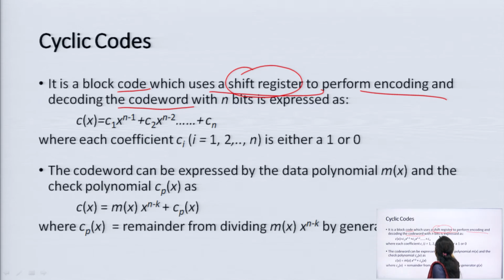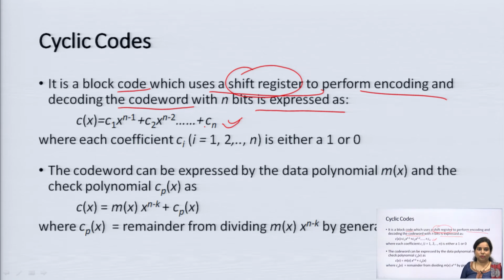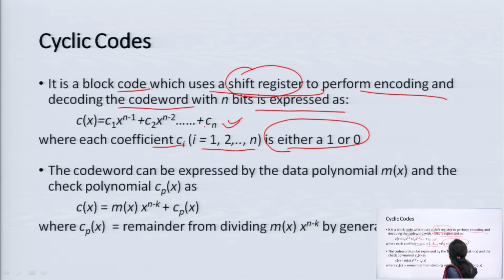The code word with n bits is expressed as follows. This is how you have to generate the cyclic code: C x will be equal to C 1 x to the power n minus 1 plus C 2 x to the power n minus 2 up to C n. This is how you generate the particular cyclic code, where each coefficient C i, for i equal to 1 to n, is either a 1 or a 0.